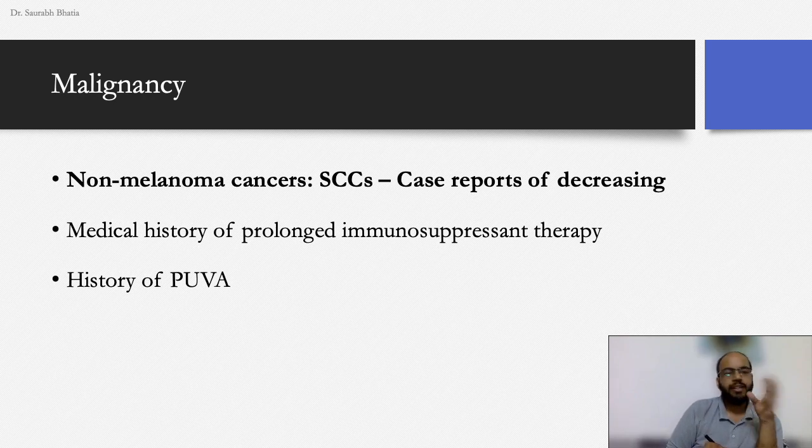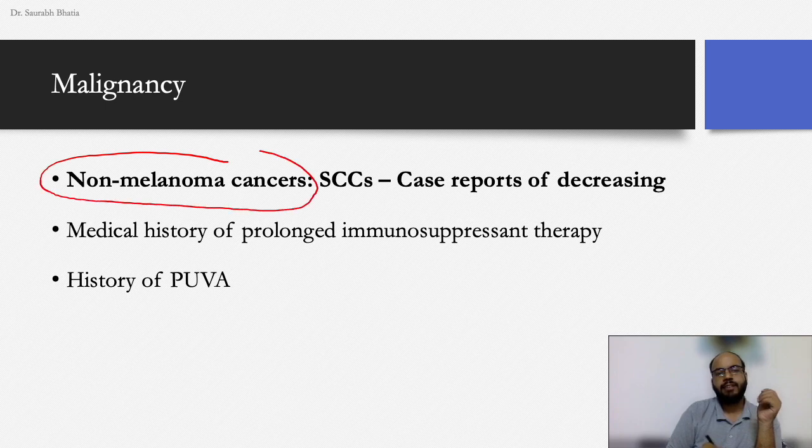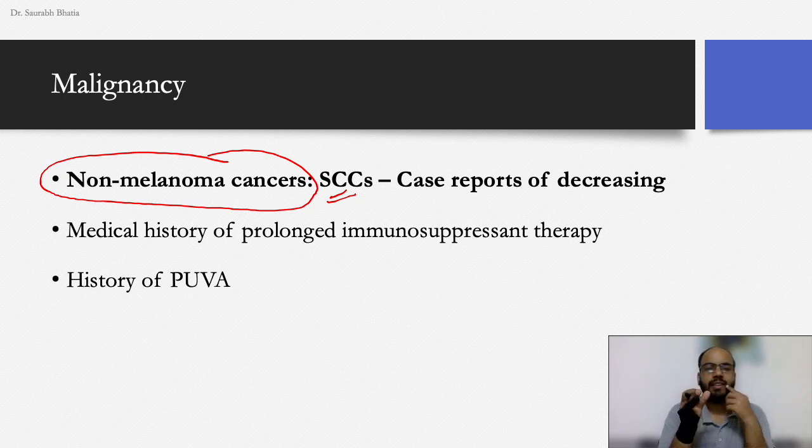Now, the product insert of Ustekinumab mentions that there is an increased chance of non-melanoma cancers, namely SCCs. Okay? But the case reports of SCCs are decreasing, and it's all a theoretical risk. Plus, it has been found as a risk when Ustekinumab was given for non-dermatological conditions like rheumatoid arthritis, ulcerative colitis, Crohn's disease, etc., where the doses are usually high. In skin patients, the role of SCCs has not been found that much, number one.